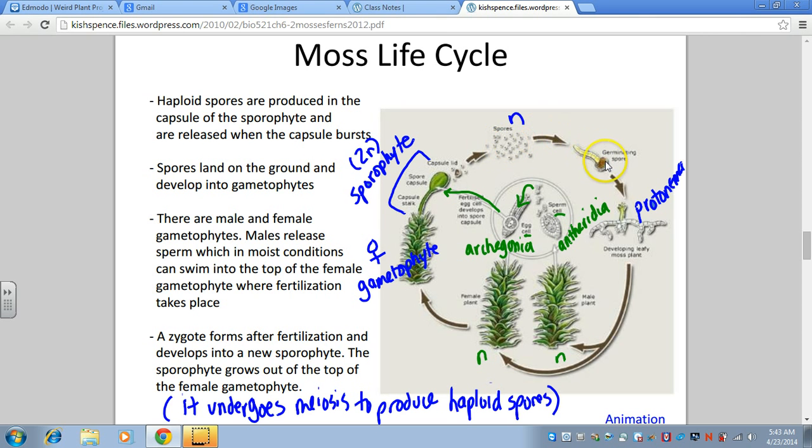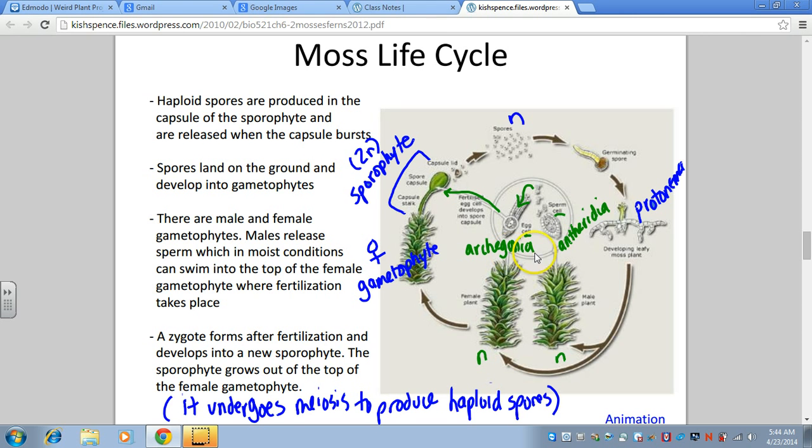The spores will land on the ground somewhere, and they'll germinate to form this little fruiting body called a protonema. So it's a little mass that will grow and then have little buds come off of it, and the buds will grow into male and female gametophytes. Okay, so protonema is an important term here. That's the mass that will form and grow and have little buds come off it that will form the male and female gametophytes.